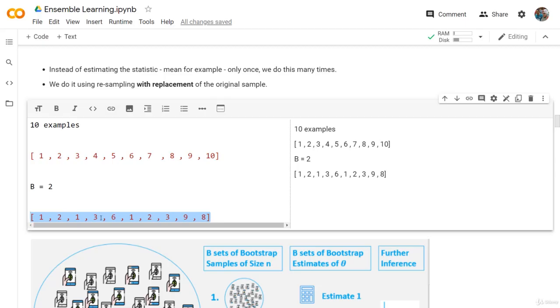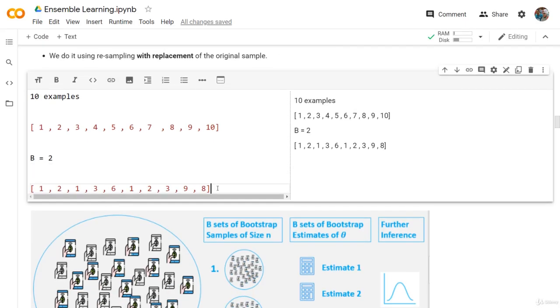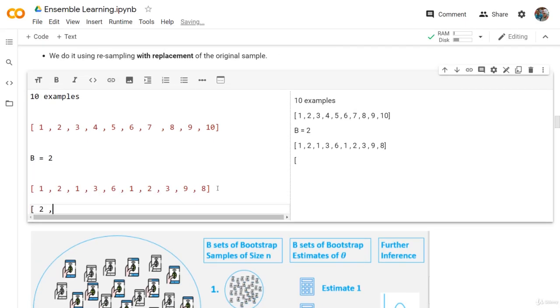1, 2, 3, 4, 5, 6, 7, 8, 9, 10. And we have repeated examples. So 1 is repeated 3 times, 2 is repeated 2 times, 3 is repeated 2 times also, right? And 7 is not here, 10 is not here, 4 and 5 are not here, right? So in the second set, we might have something like 2, 2, and then 1, and then 3, and then 5, then 1, and then let's say 3, then 6, 10, 9, right?